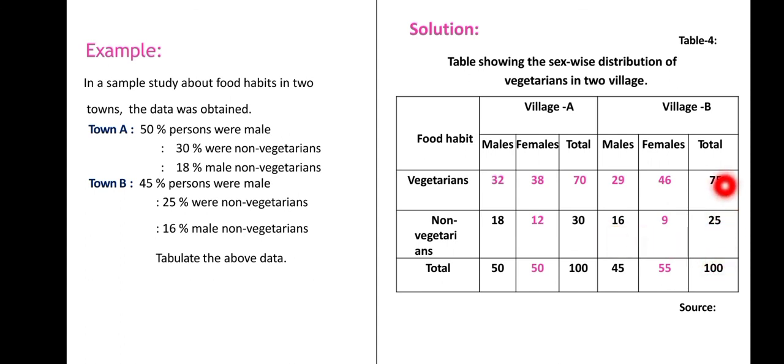Here we get 75 plus 25 we get 100. And 45 minus 16 is 29. 100 minus 45 is 55. 25 minus 16 is 19. 75 minus 29 we get 46. In this way we can calculate the data. And in the footnote we have to write: computed figures are in pink, and the remaining are the given figures.